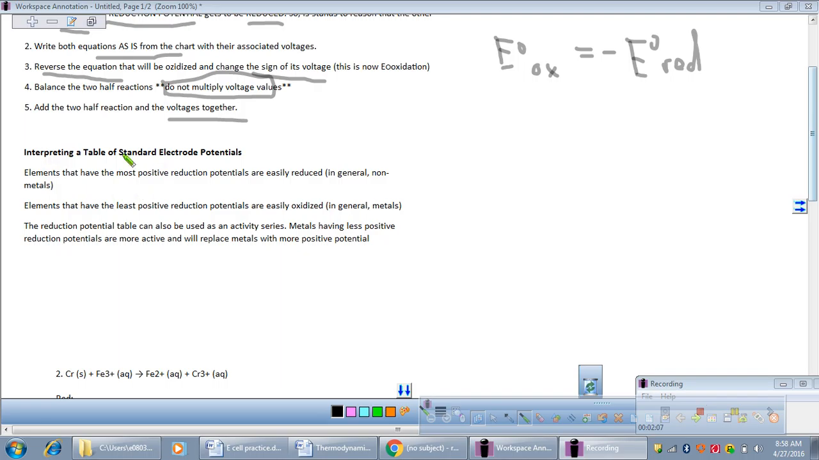So interpreting your table of standard reduction potentials is that the element with the most positive reduction potential is the one that will be reduced. The element with the least positive reduction potential will be the one that's oxidized. And remember, our reduction potential table is the exact opposite of our activity series. Metals that are highly active, that will replace other metals, are more likely to be oxidized. So they're going to be at the bottom of the reduction potential table.